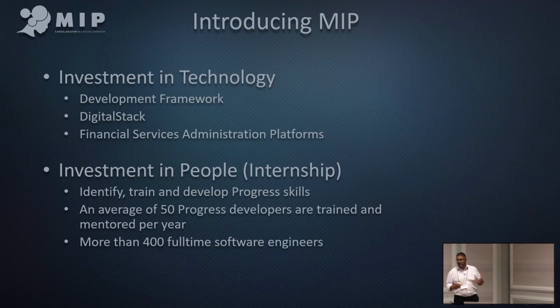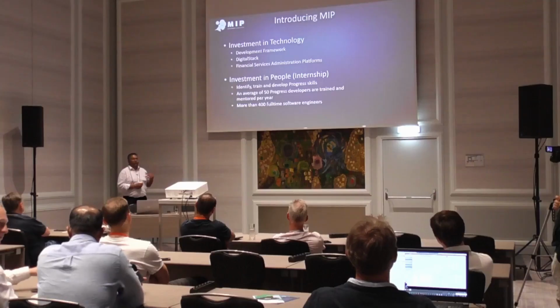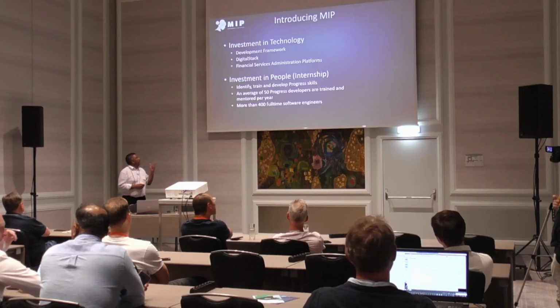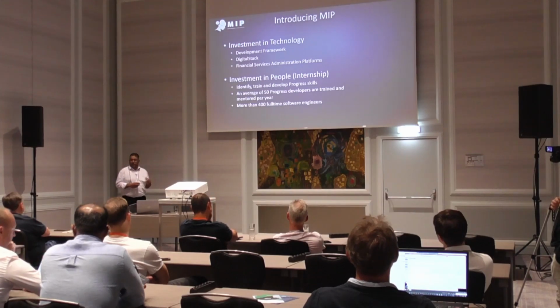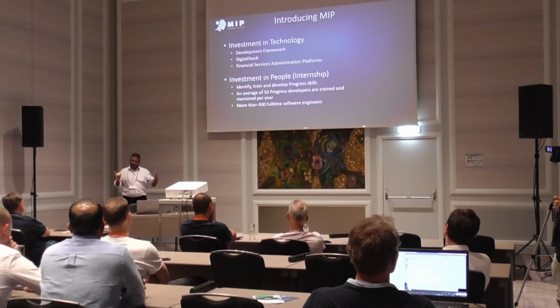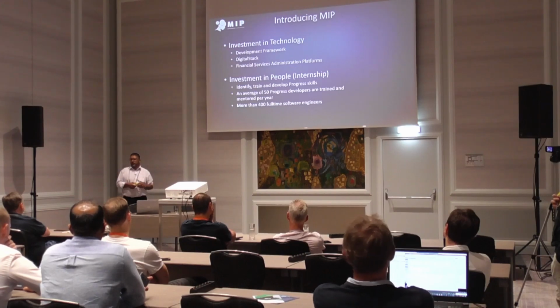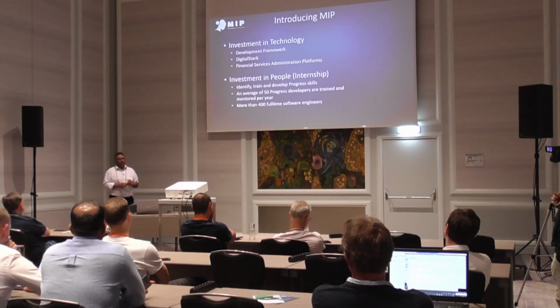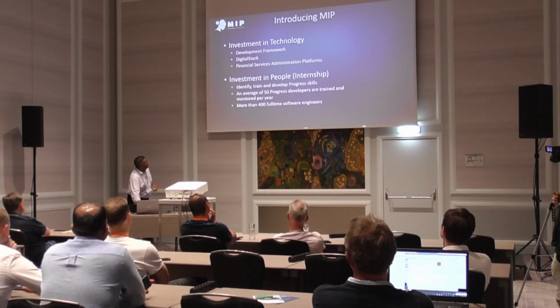We also, as you know, it's difficult to get young people into Progress. It's tough in South Africa getting young blood. And so we started an internship, and we're investing heavily in people, where we identify and train on average 50 software engineers a year. We take them in 3-month courses where we take in students out of university and train them in Progress. All right, and I mentioned before we are 400 software engineers within MIP.